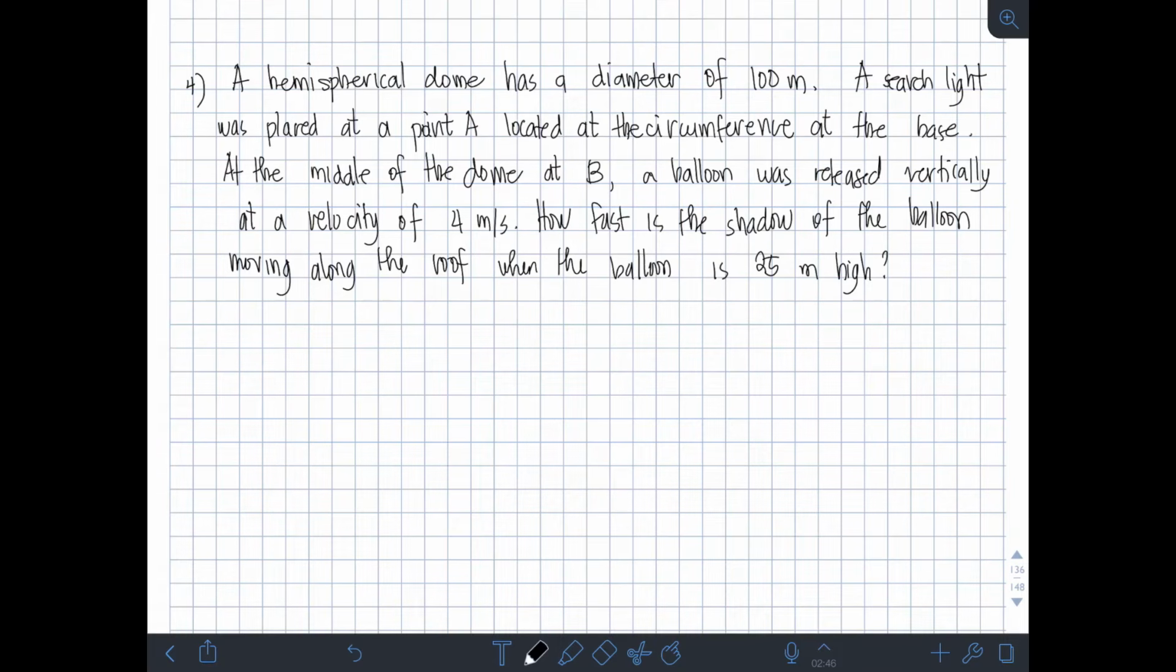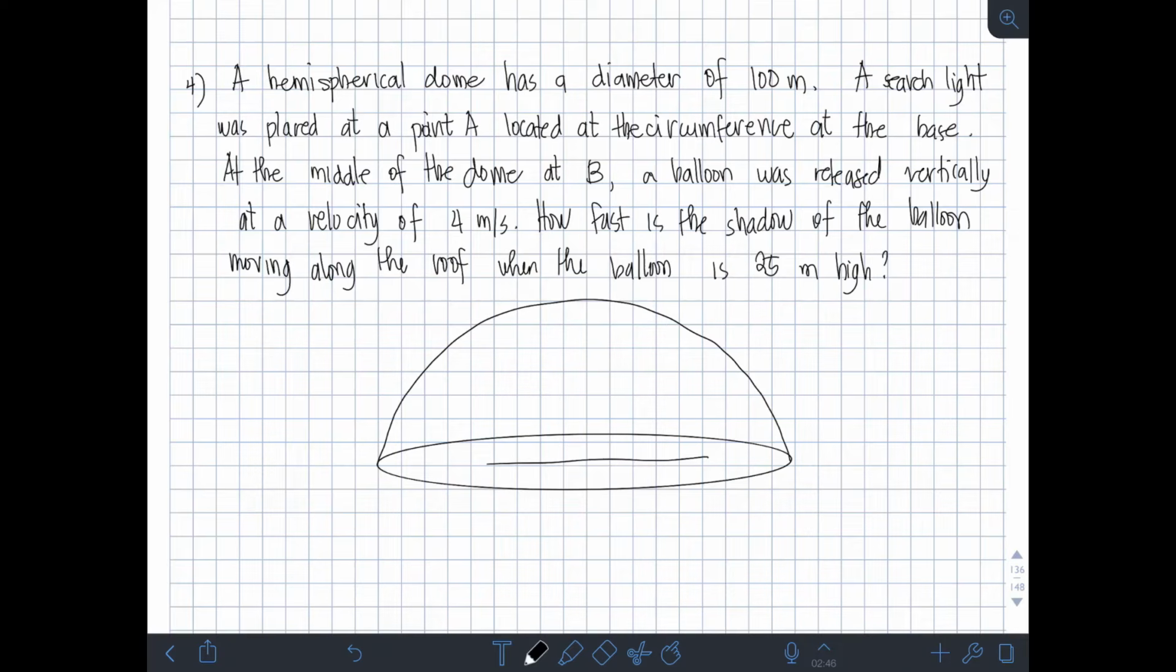Okay, so medyo mahaba. So draw natin. So meron daw tayong hemispherical dome. Okay, so let's say ito yung hemispherical dome natin. So semi-sphere, right? Kasi hemisphere. Tapos, meron daw nakaposition na searchlight at point A located at the circumference at the base. So, ito yung base natin, right? So, therefore, pwede natin i-position yung searchlight in either end sa circumference na to. So, let's say dito na lang. Okay, ito yung searchlight. Tapos, at the middle of the dome, so kung ito yung center ng base na circle, let's say point B.